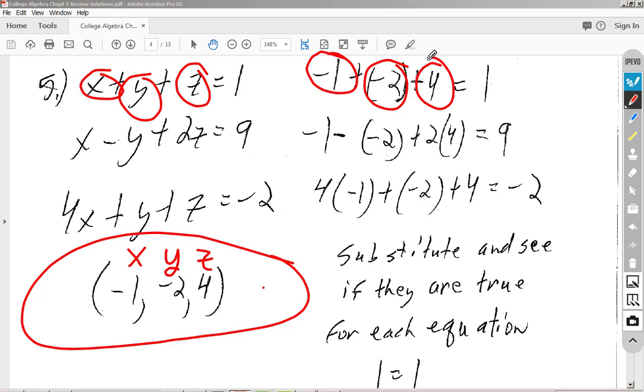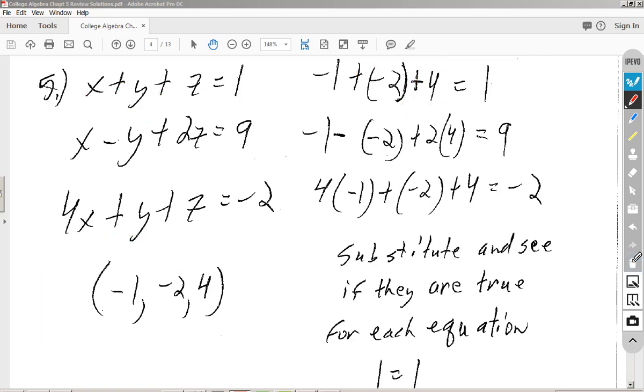So now that I've substituted those in, I take negative 1 plus negative 2, which is going to give me negative 3, plus 4. And then negative 3 plus 4 is going to give me 1, which equals my 1. So that means my first statement is true. So now I go on to my second statement.